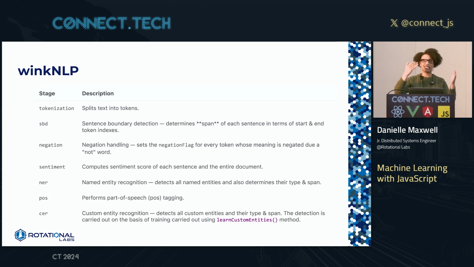So the model is looking for where the sentences are. It's doing negation, so it's looking for these negative words. It's looking for sentiment, trying to get a feel for whether this is positive. Is it positive? Is it negative?